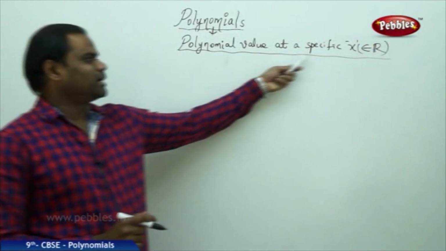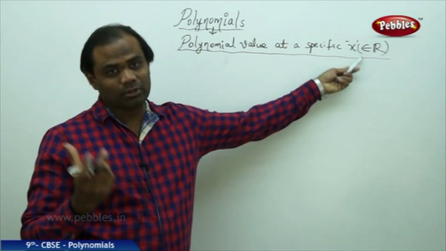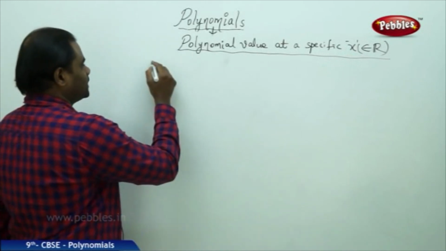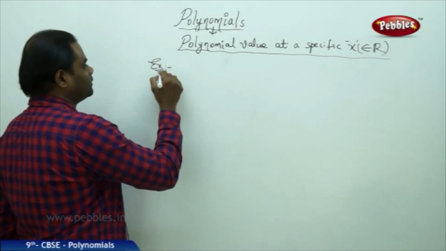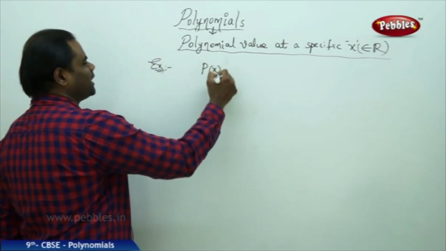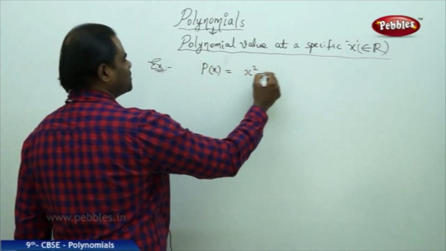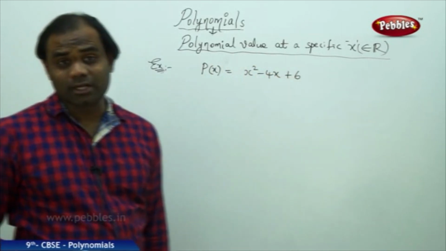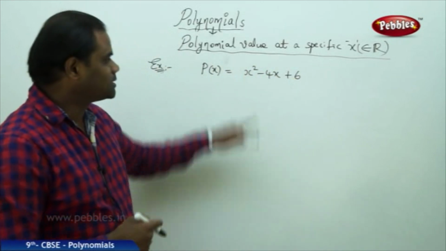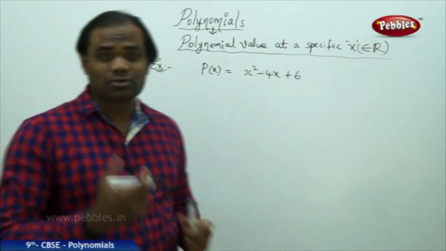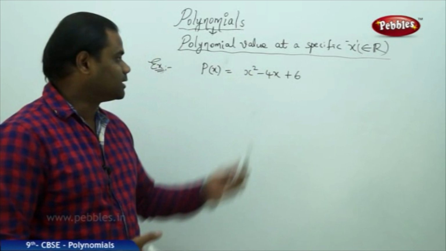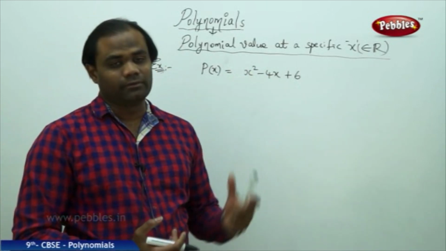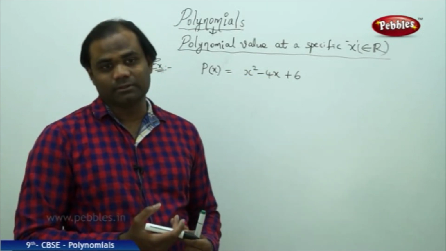Polynomial value at a specific value of x belonging to the real numbers is what we are going to discuss here. For example, I have a polynomial p of x equals x squared minus 4x plus 6. Of course, this is a quadratic polynomial because its degree is 2, and it is also called a trinomial because it has 3 terms. This is how we define it, with a recap of all the properties we have learned.